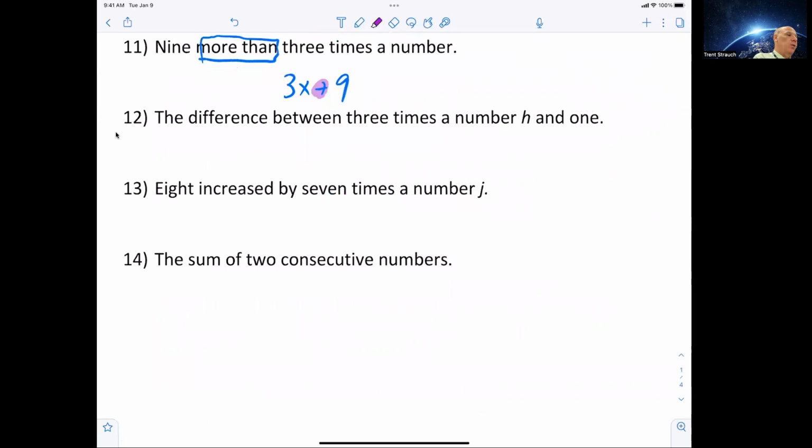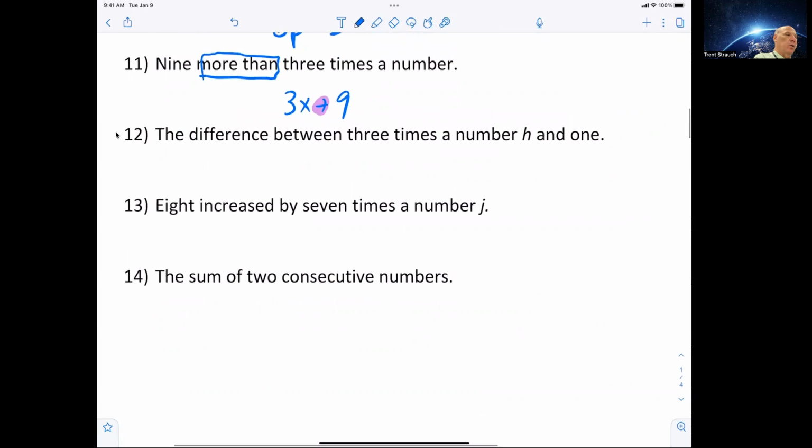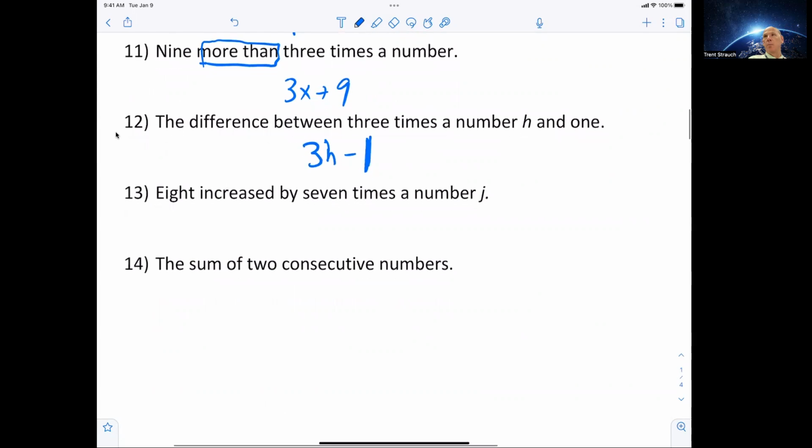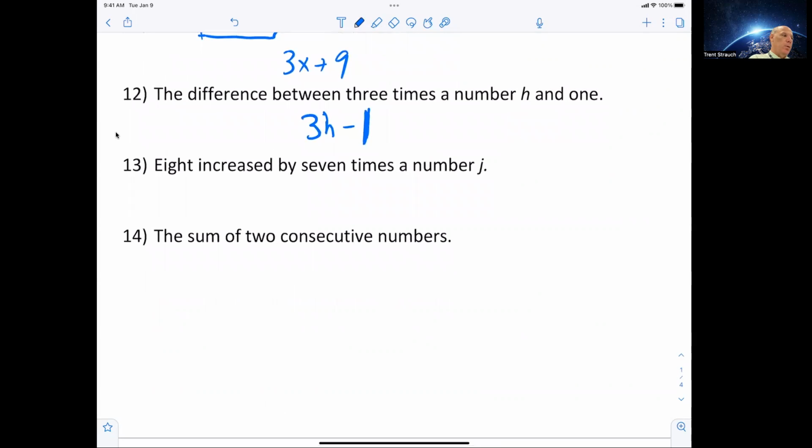All right, Mr. Oliver, come on, buddy. It's not wrong. I didn't say it was wrong. Oh, okay. So for number 12, I got, so the difference between 3x minus 1. Yes. But it's H. And again, it doesn't matter the letter. Yep, it's okay. All right. Come on, Mr. Hubbard.